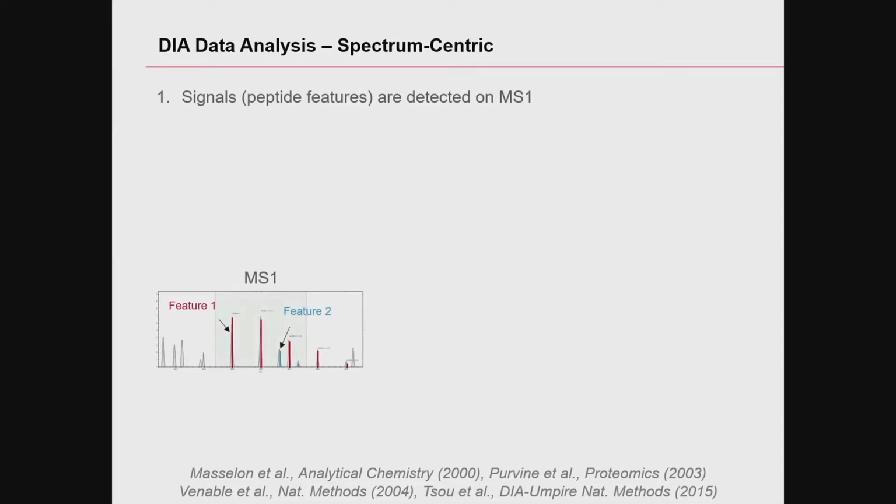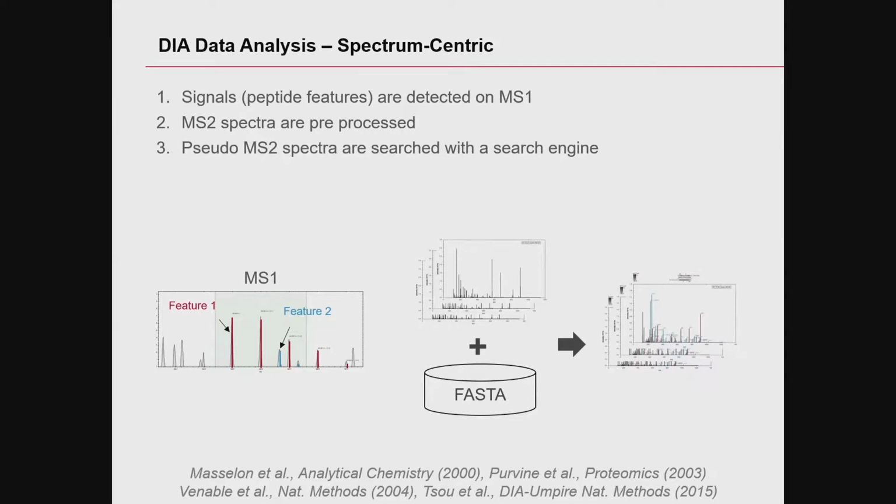I think there was a whole lecture about this during this course, so I don't have to go into more detail about that. And then what is called spectrum-centric analysis of DIA data, quickly shown on this slide here. So normally in this workflow, you would start on the MS1 maps, detecting MS1 features of peptides. You would somehow pre-process the MS2 spectra, like for instance Alexey is doing in DIA-Umpire. You would search these MS2 spectra.